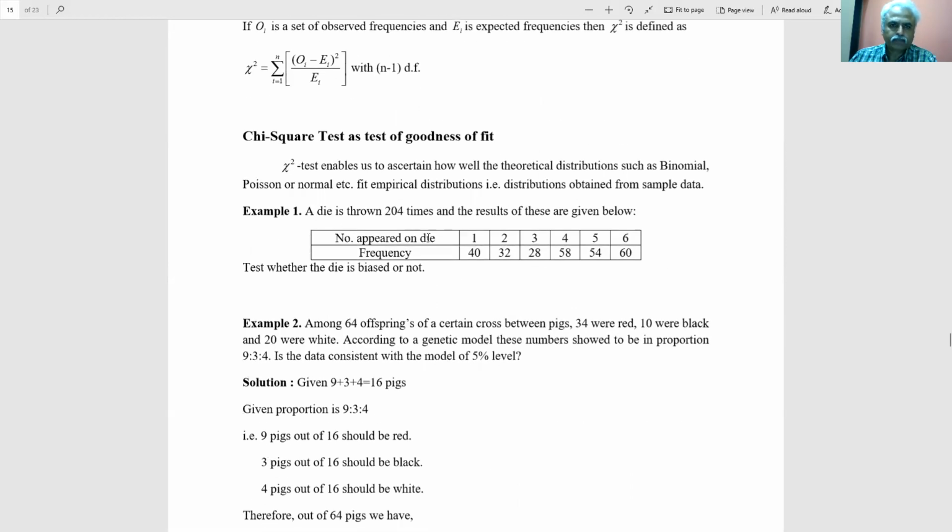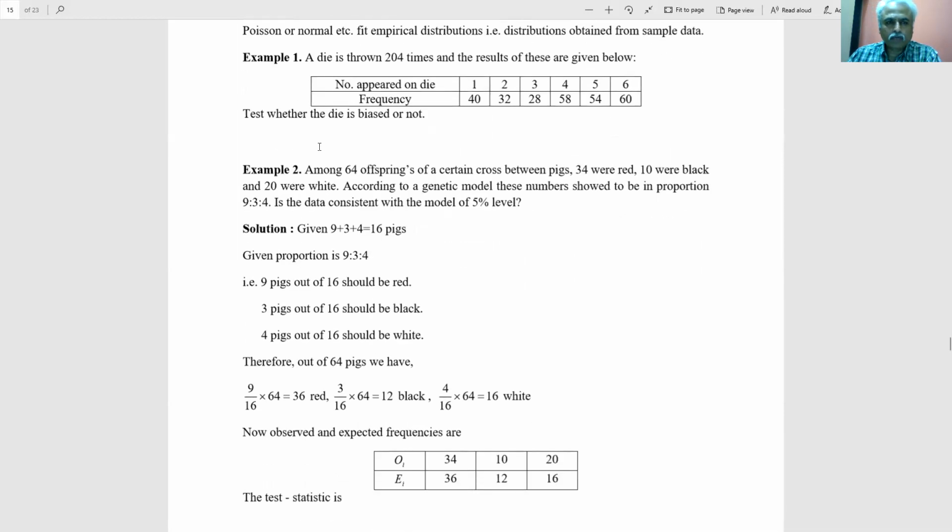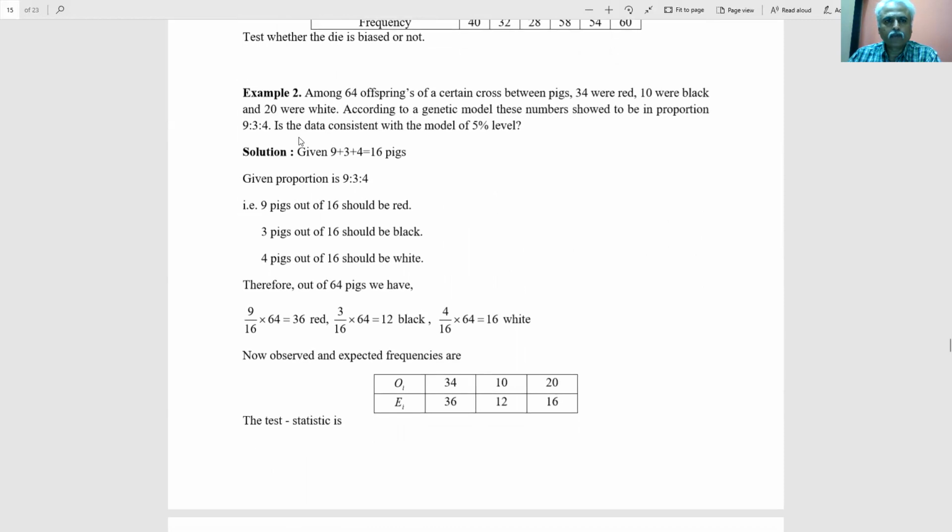We could go with the first example, a die, a cube with 1, 2, 3, 4, 5, 6, which is used for snakes and ladders. Instead of this, I am going for the second example. Excuse me for that. Amongst 64 offsprings of certain pigs, 34 were red, 10 were black and 20 were white. Out of 64 pigs, there are three categories: red, black and white. On an average, the theory tells that any sample should have the ratio 9:3:4.